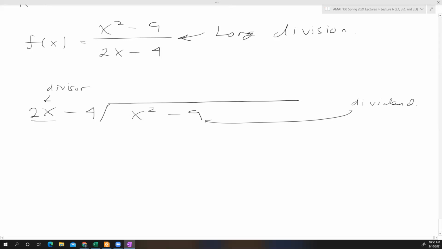So the steps are pretty straightforward. This is an algorithm. You can prove the algorithm works. We're not going to go through that. So the idea is that you want to look at the leading term of the divisor and the leading term of the dividend and ask yourself, what do I need to multiply this by in order to get this leading term?